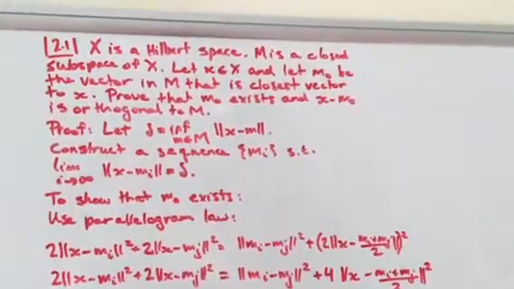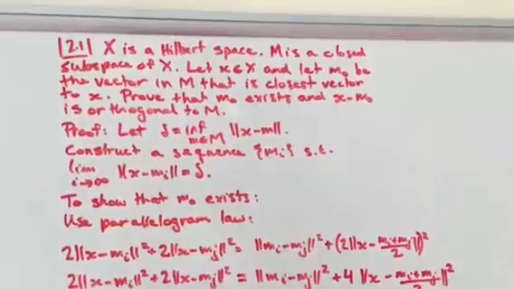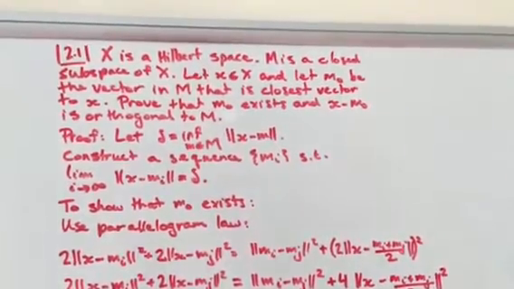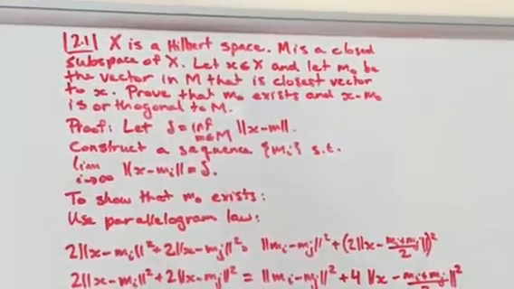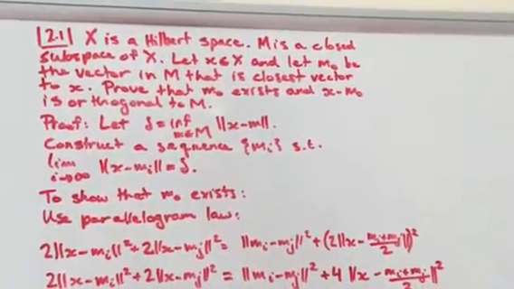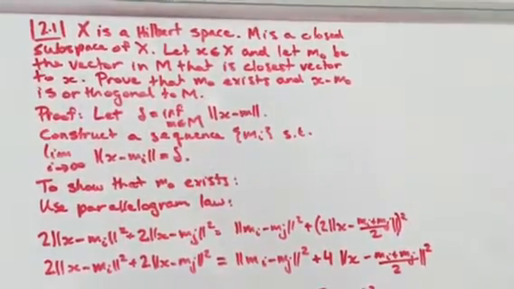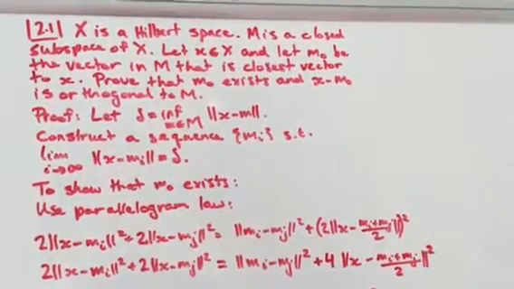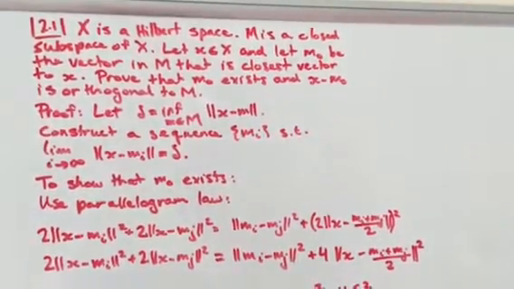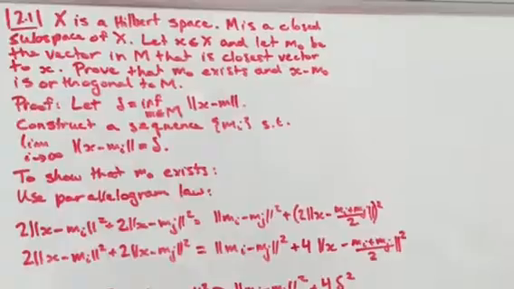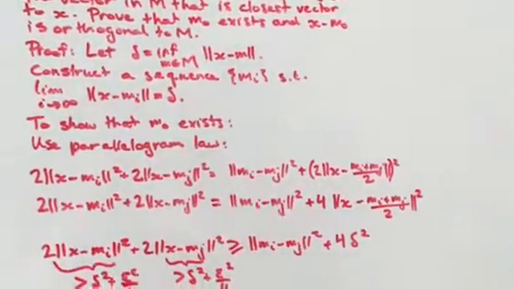All right, so I'm going to prove proof 2.1, which is the proof that argues that if we are dealing with a closed subspace of Hilbert space, so let's call our closed subspace M, and our Hilbert space we're going to call big X. So let little x be a member of the Hilbert space, and let M sub 0 be the vector in our subspace M that is the closest vector to x. What we need to do is to prove that M sub 0 exists, and that x minus M sub 0 is orthogonal to M. So how do we prove this?